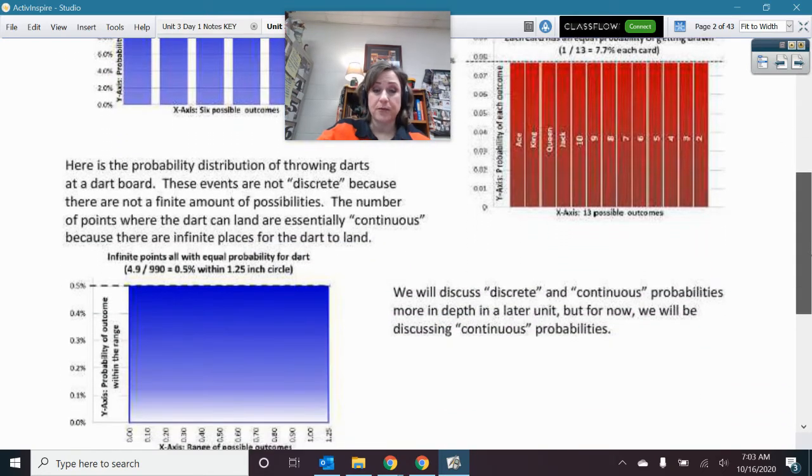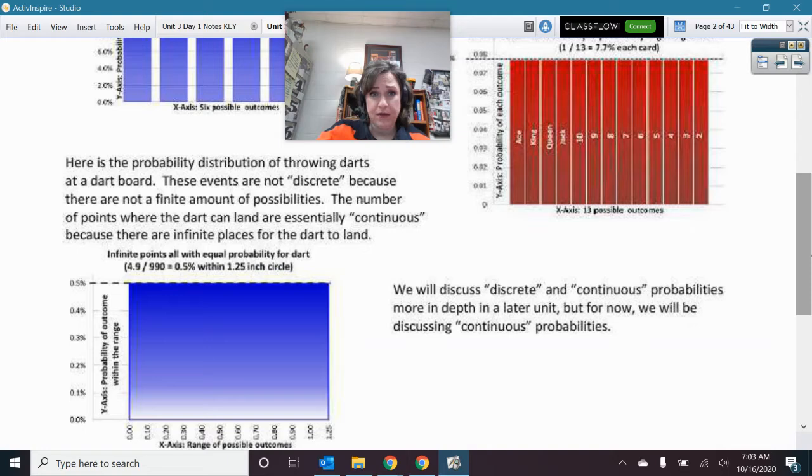Now, here's an example of something that's not discrete. It's called continuous. We'll get more into the relationship between discrete and continuous later, and start identifying which things are discrete and which are continuous and what the difference is. But right now, we're going into these continuous probabilities, so I want to bridge to something that looks like this.